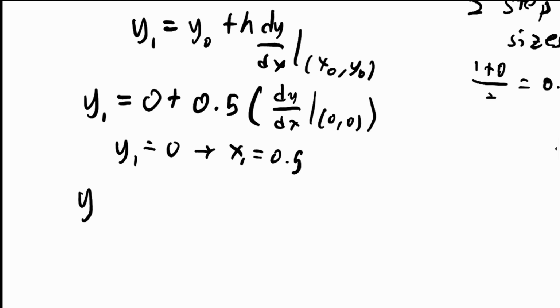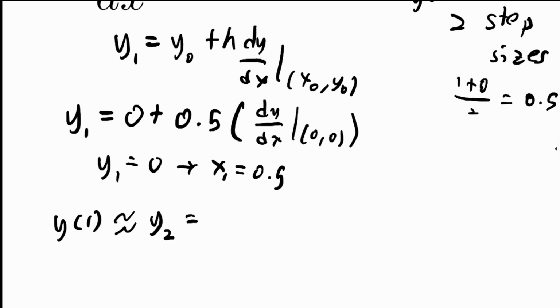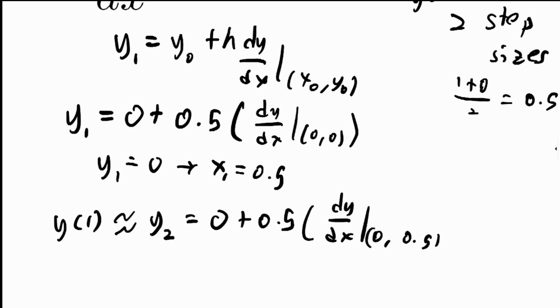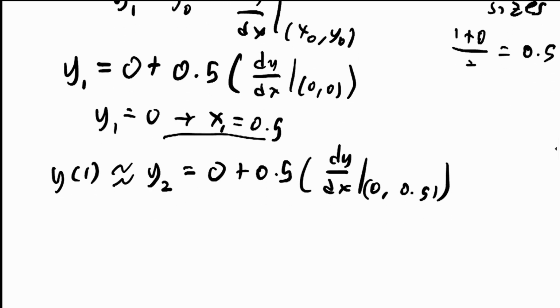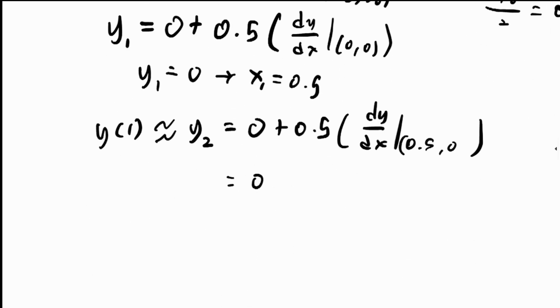Okay, so now we want y sub 2, so we want y of 1, which is approximately y sub 2. That's what we want to know. And this is equal to y sub 1, which is 0 again, plus 0.5, the step size, times the derivative at 0.5, 0. This was from the previous coordinate system, right? So we put those here. Sorry, it's not 0, 0.5, it's the other way around. 0.5, 0. And once again, this is just 0, so this is 0. So y sub 2 is 0, and y of 1 is therefore approximately 0.